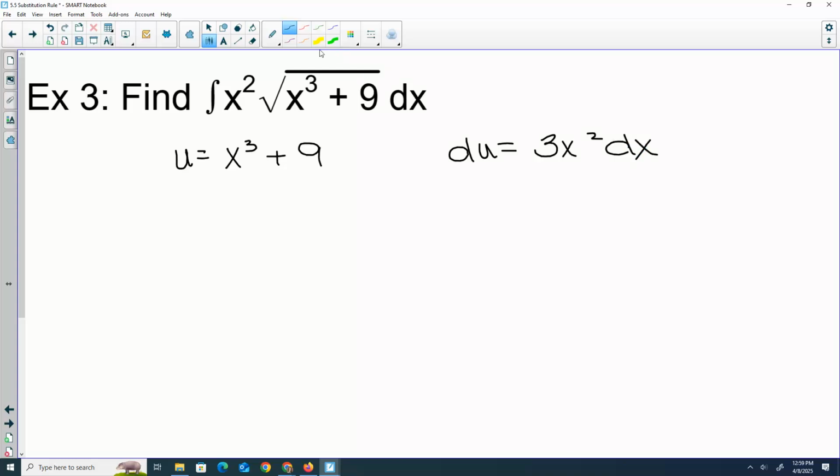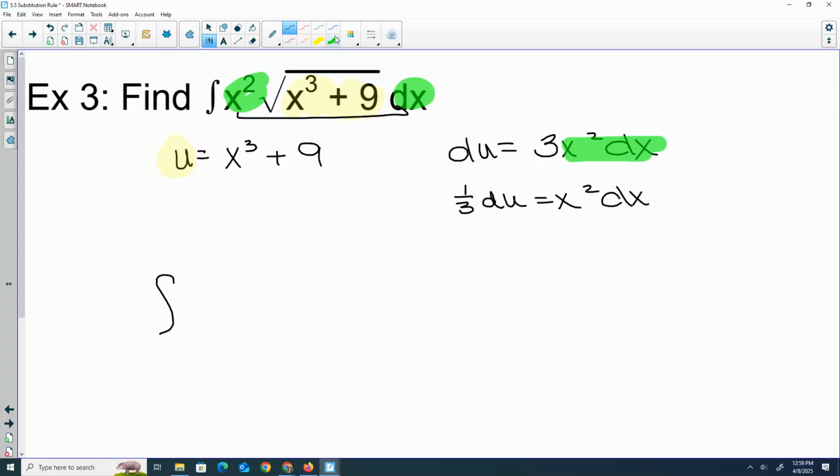So we do 1/3. If I look, the x cubed plus 9 is going to be my u. I have an x squared and a dx, which is this part, but I don't need my 3. So what we can do is divide that over and make it 1/3 du is equal to the x squared dx. Now it's feeling complicated. So x squared and dx together get replaced with 1/3 du. You can put the 1/3 in the front and the du at the end. Doesn't matter.